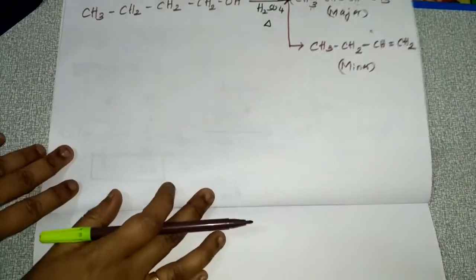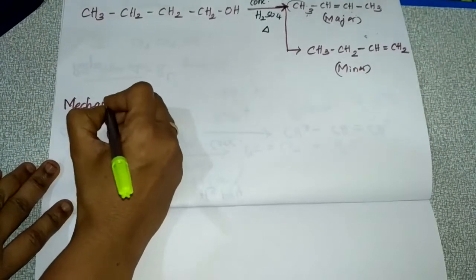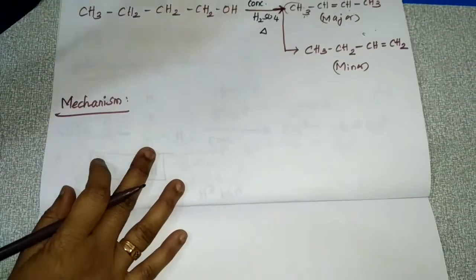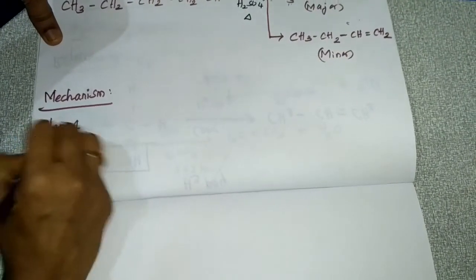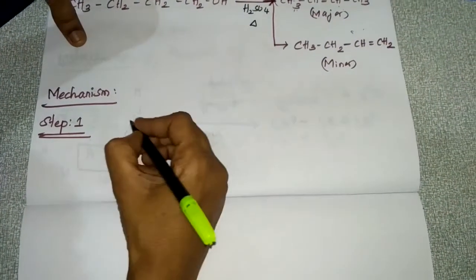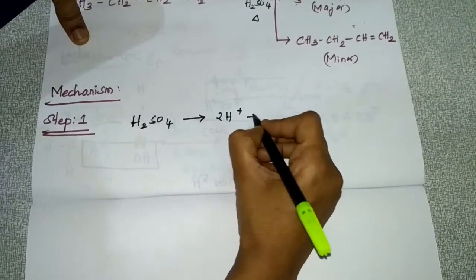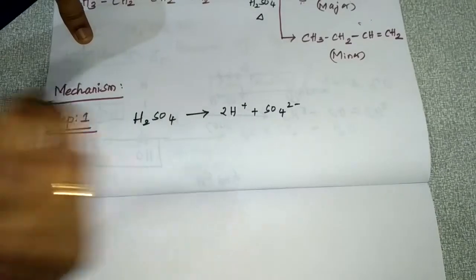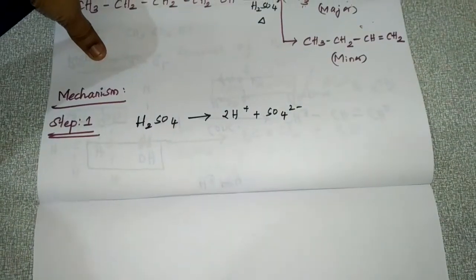For this dehydration reaction, we are going to see the mechanism. Here also the mechanism has 3 steps. In step 1, first we are using sulfuric acid only. Sulfuric acid will get split into H+ and SO4 2-. One proton only we are going to take from this sulfuric acid. So in this step 1, first we are going to take alcohol.